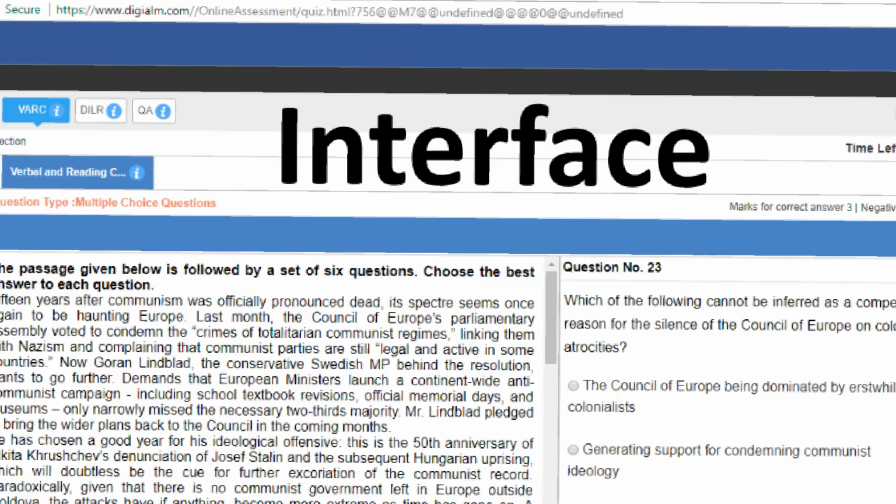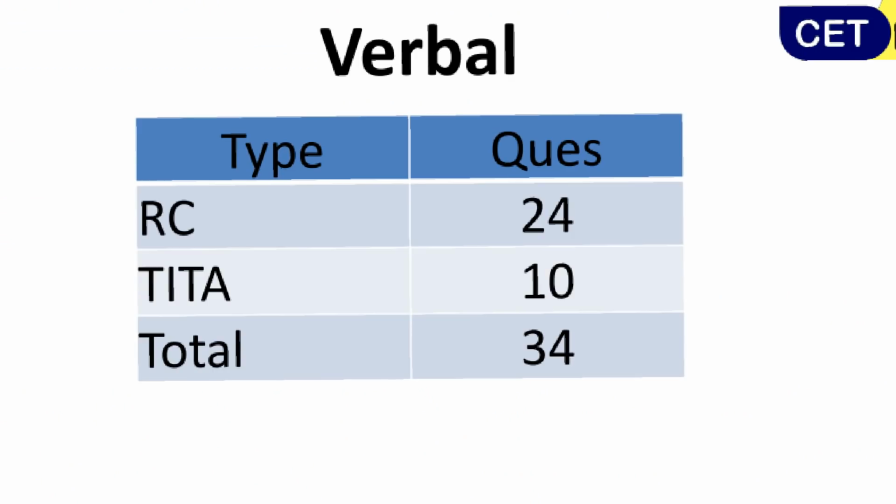You cannot submit the paper till the 3 hours are over, so you have to sit for 3 hours. 1 hour for verbal, 1 hour for DI logic, 1 hour for quants. Exactly the same as in our mocks. So no need to worry about this interface. No changes at all. Going to the verbal section first.